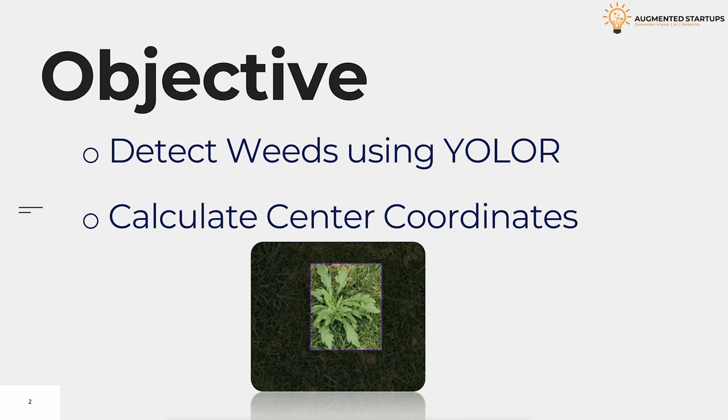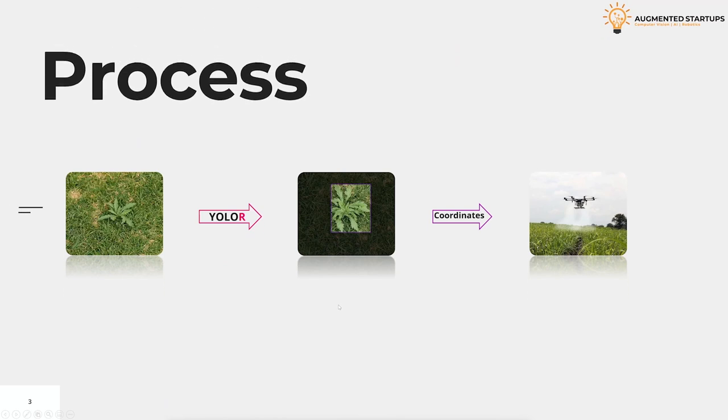Now the only small piece of logic that we're going to add in is to calculate the center coordinates. So say for example, we're going to calculate the center coordinates of this bounding box and just get this point over here. Now the reason why we want to do this is if you look at the process, right?